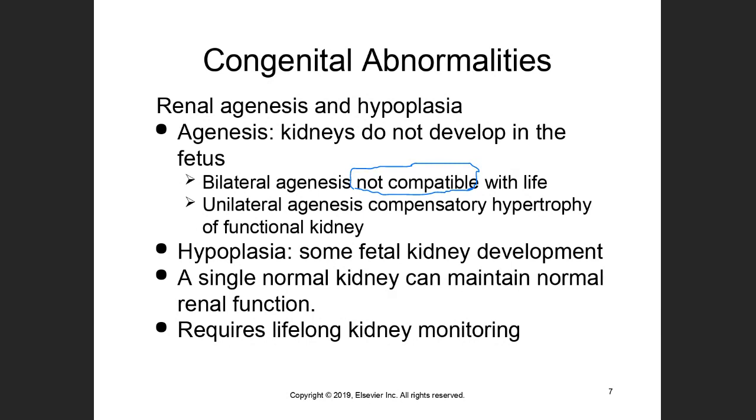If you have unilateral agenesis, then the other kidney is the one that is going to perform all the function of both kidneys. Hypoplasia means that the kidney is not well developed. You have some function of the kidney.